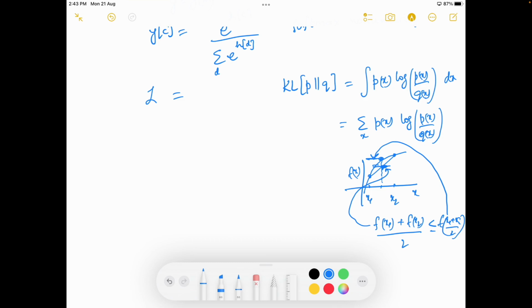So this KL divergence is like a distance metric between PDFs, probability distribution functions or probability mass functions. When they are exactly the same, then KL divergence is 0, and when they are different, KL divergence is greater than 0. And as they become more and more different, KL divergence keeps increasing.